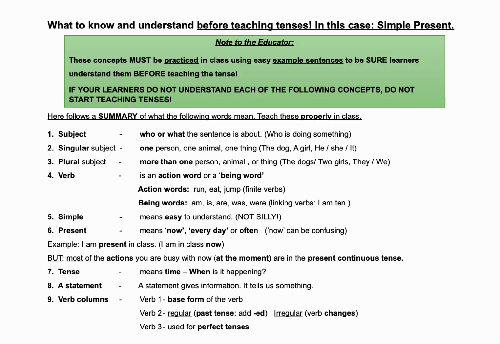A verb is an action word or a being word. Pay attention, it's not always an action. Action words: run, eat, jump, they are finite verbs. Being words: am, is, are, was, and were, linking verbs. I am 10. Simple means easy to understand, not silly.